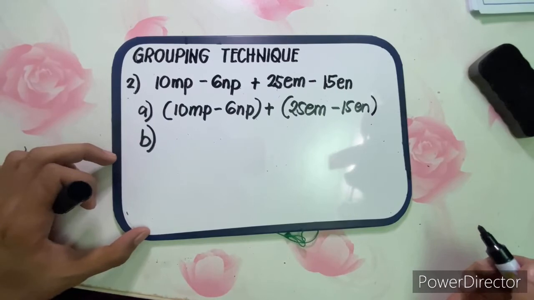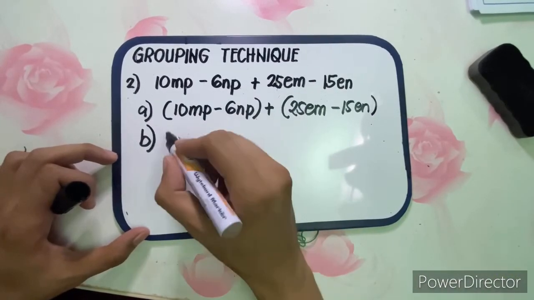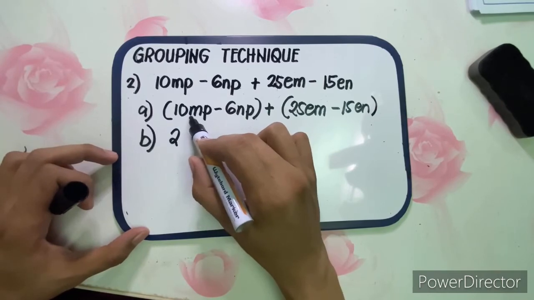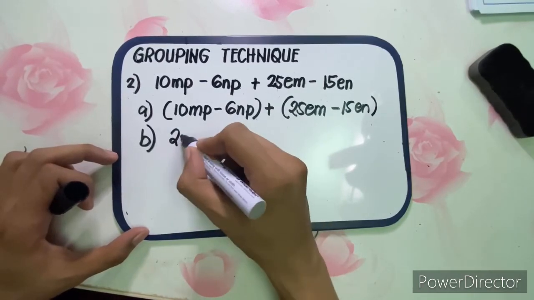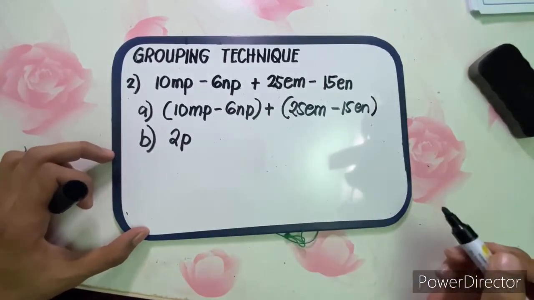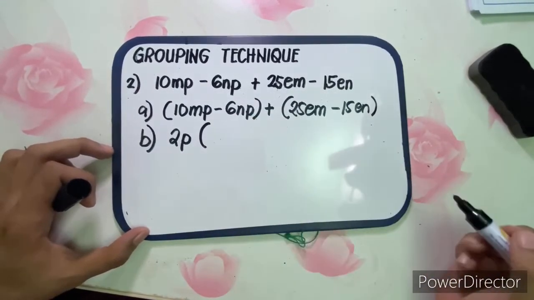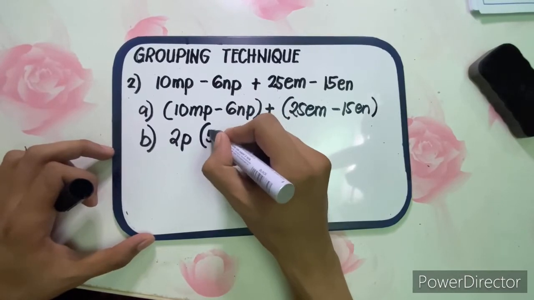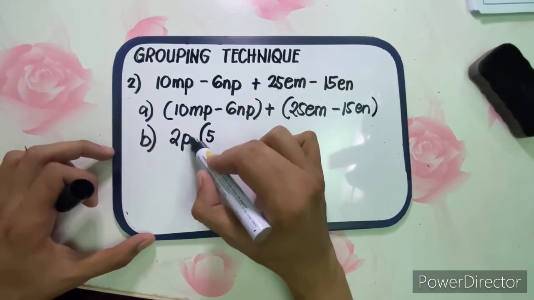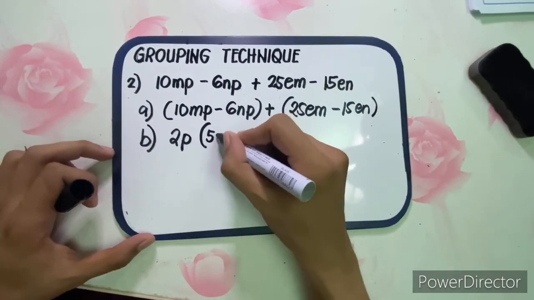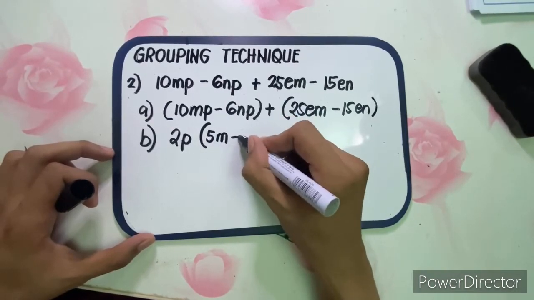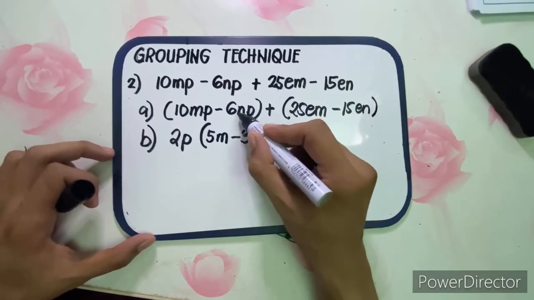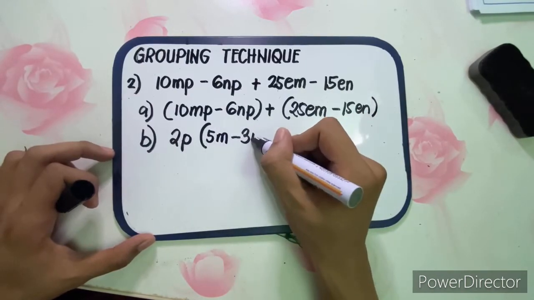Find the GCMF. 10 and 6, their GCF is 2. For the variables MP and NP, the common variable is P. Let's find the remaining factor. 10 divided by 2, 5. MP divided by P is M. Minus 6 divided by 2, 3. Then NP divided by P is N.